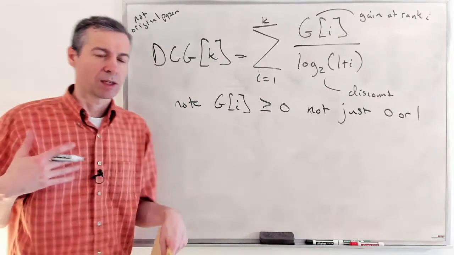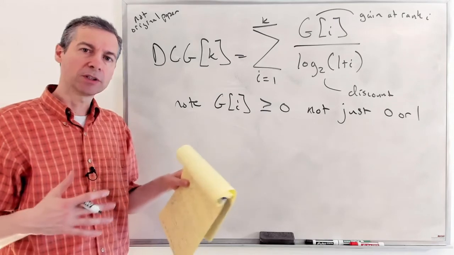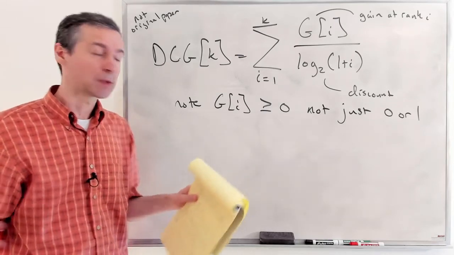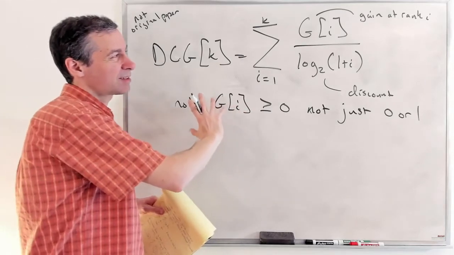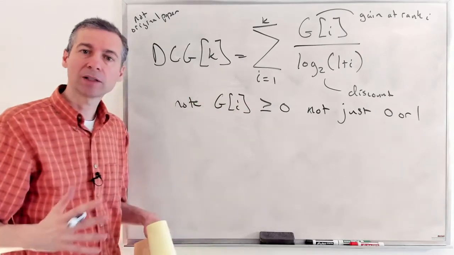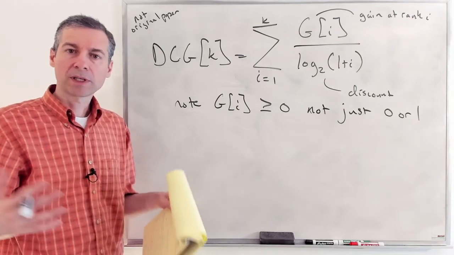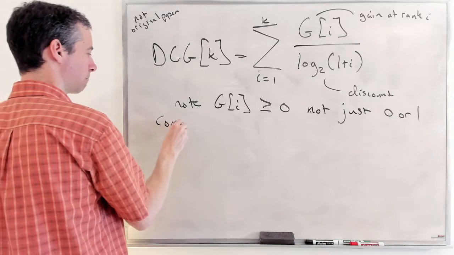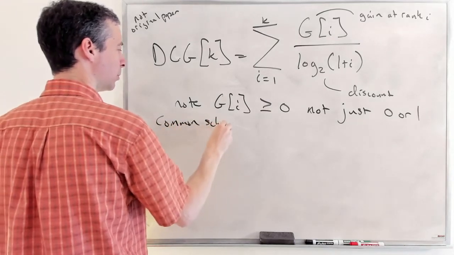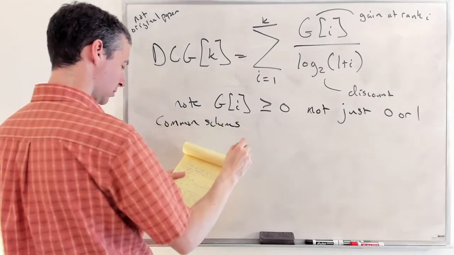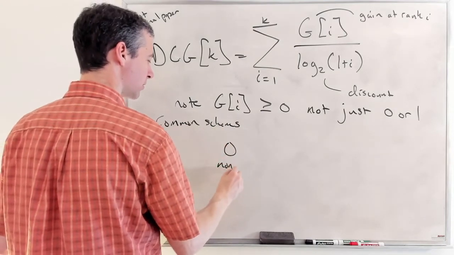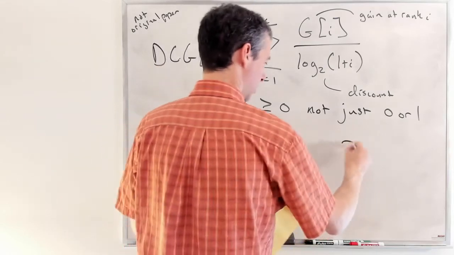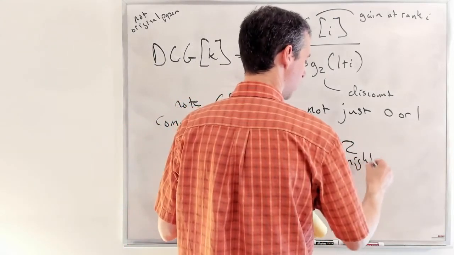Now, I've been stressing earlier that a number of relevant documents found is something that we can absolutely sum up. I actually think it's a little problematic to talk about summing up gain values. So for example, you'll have common schemes that are employed where you have, say, 0 is non-relevant, 1 is relevant and 2 is highly relevant.